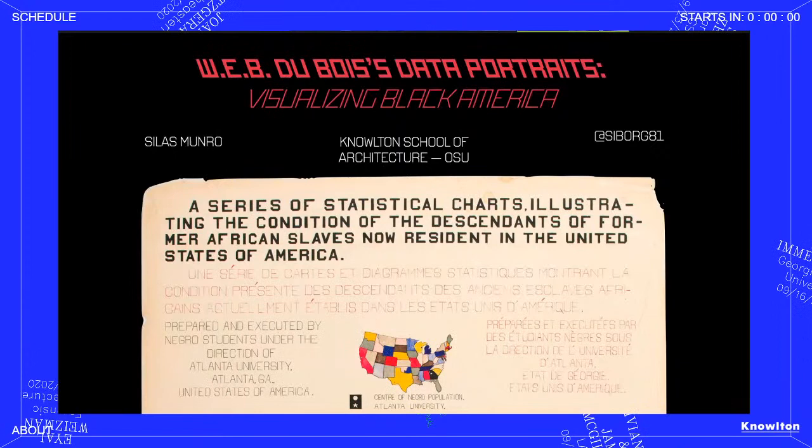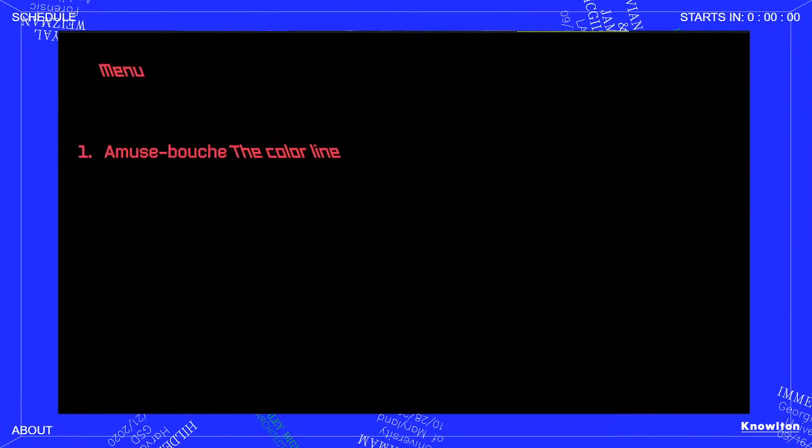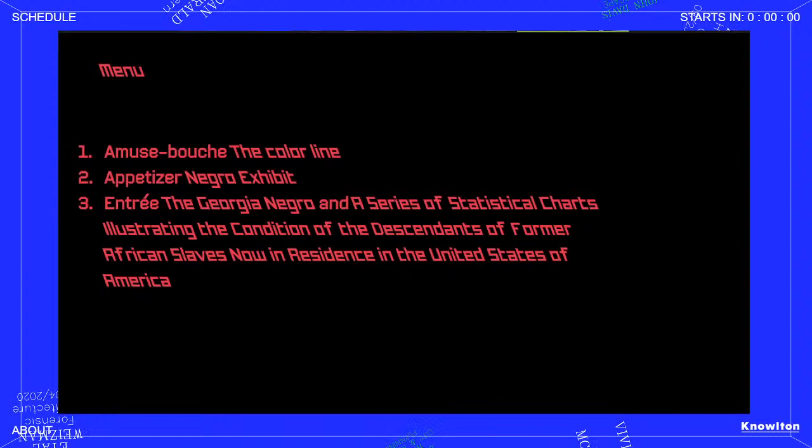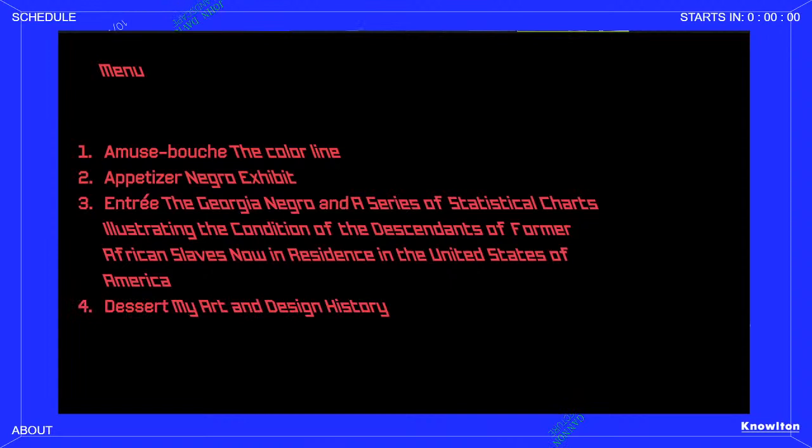And so because there's a lot that I'm going to cover, I'm also going to break it down into a few chunks, sort of like coursing a meal. So we're going to start with an amuse-bouche called the color line. The appetizer is the Negro exhibit. The entree has two parts. It's the Georgia Negro and a series of statistical charts illustrating the condition of the descendants of former African slaves now in residence in the United States of America, which I'll just shorten to a series of charts.